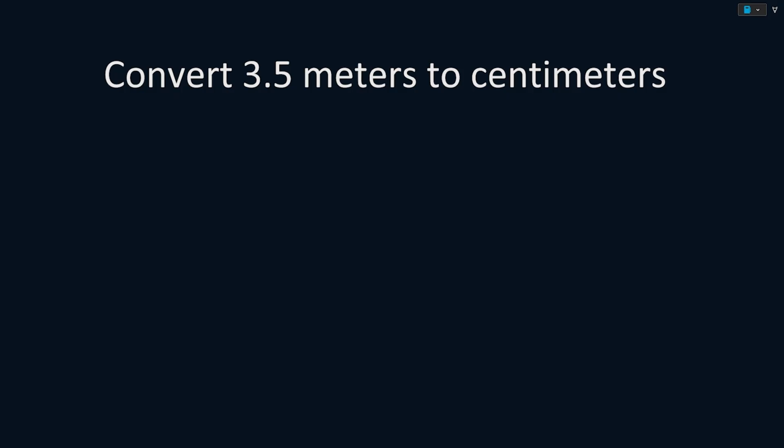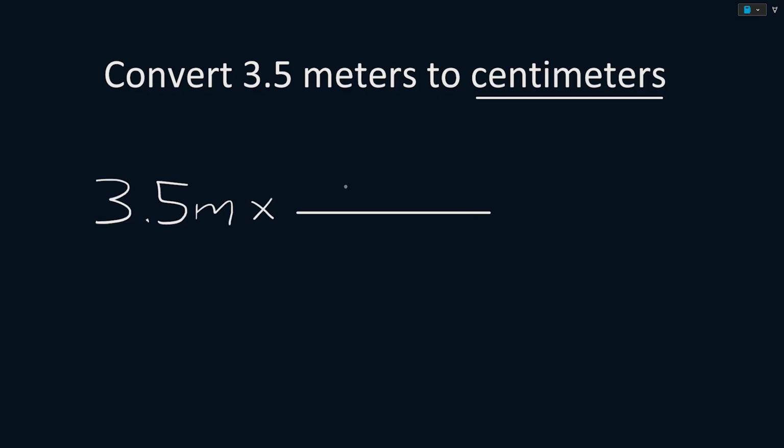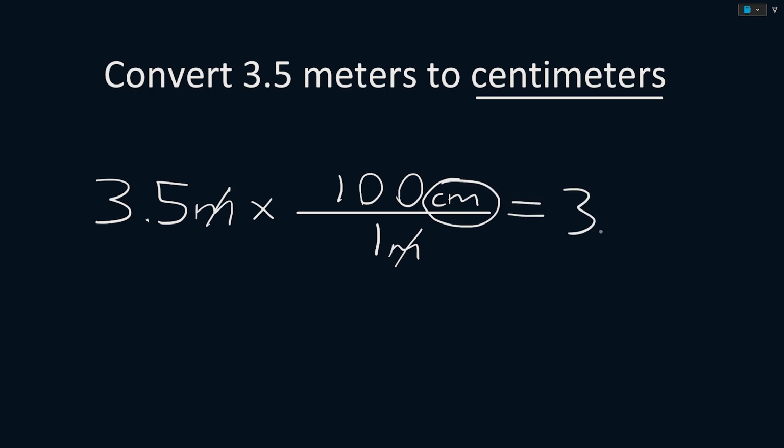Convert 3.5 meters to centimeters. We were given 3.5 meters, and we want to convert them to centimeters. In order to do this, we need to multiply them by our conversion factor. Our conversion factor is that there is 100 centimeters in every 1 meter. Through this conversion factor, we cancel out meters and get left with centimeters. Solving this tells us that in 3.5 meters, there is 350 centimeters.